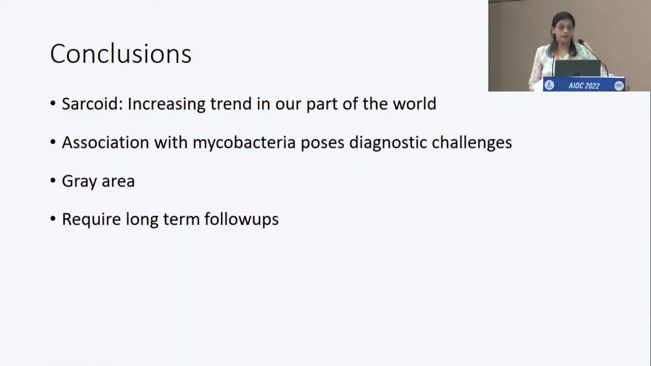So thus, what I would say is sarcoid is definitely increasing in our part of the world, but its association with mycobacteria, both typical and atypical, poses a diagnostic challenge in ours, and there is always a gray area which is very difficult and poses a diagnostic challenge for all of us when we treat. So what I can say is these cases definitely, if you are suspecting an infection, it's better to treat it with antimicrobial therapy and watch them for long periods of time.